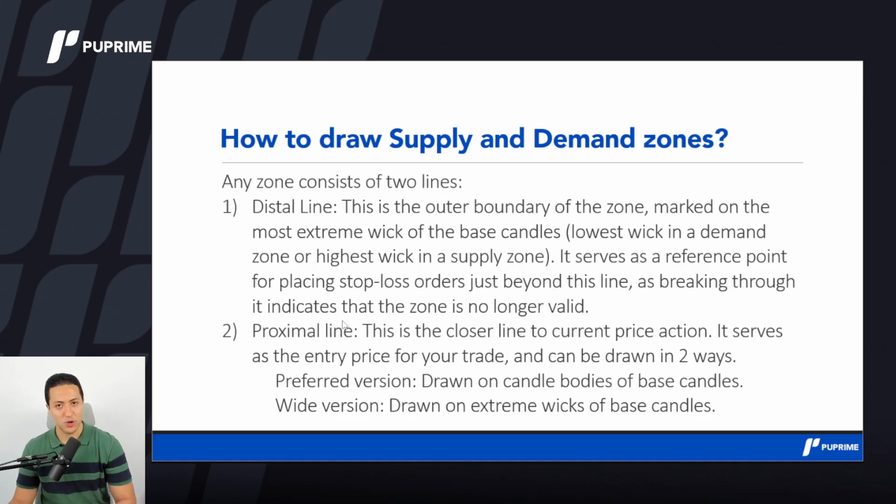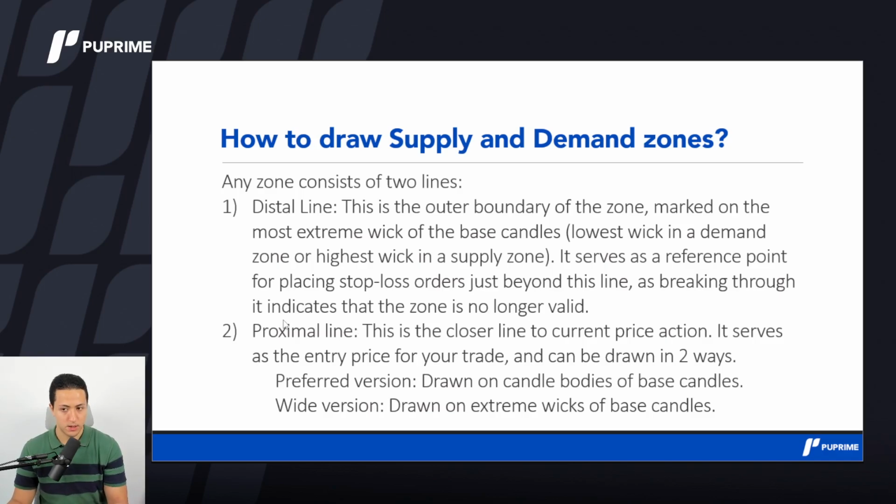Okay, now we're talking trades. Now we're talking about how to trade this. Where do I place my stop loss? Your stop loss should always be below the distal line in a demand zone or higher than the distal line in a supply zone. So this is the reference point for placing stop loss orders, just beyond this line, as breaking through indicates that the zone is no longer valid.